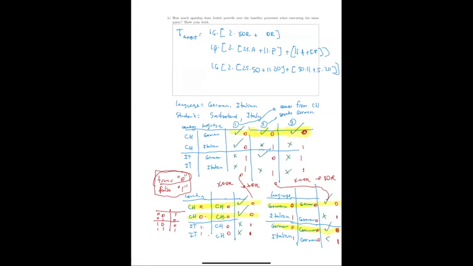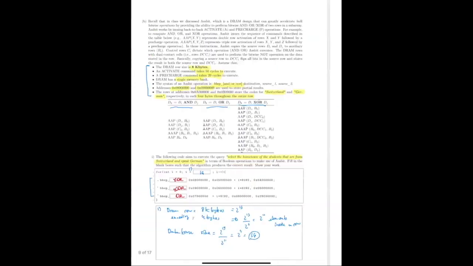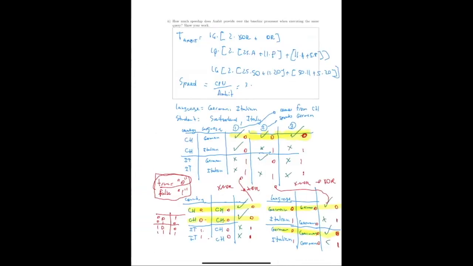Okay, so the speed up is going to be the time that it takes to execute on the CPU divided by the time that it takes to execute on Ambit. The time to execute on the CPU we figured out in the prior question is 3 times 2 to the 15 times 100 cycles. And for Ambit it is what we just had over here, this latency. So this is going to give you the speed up.